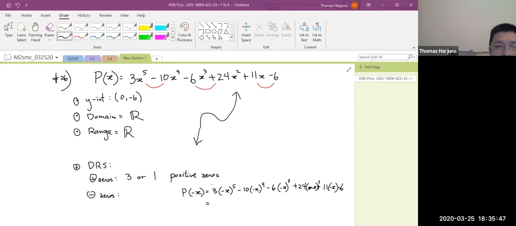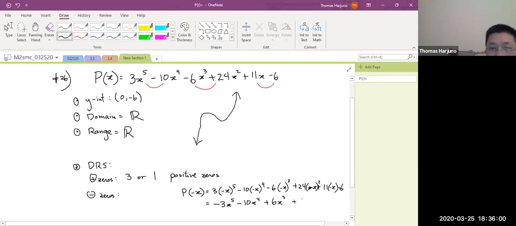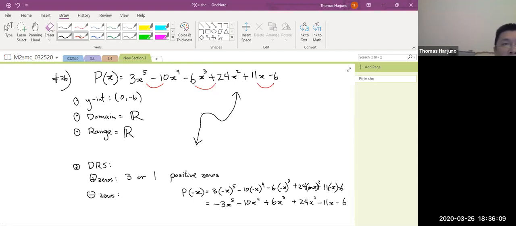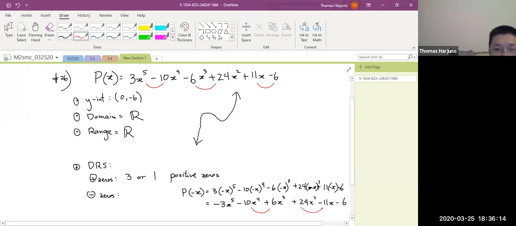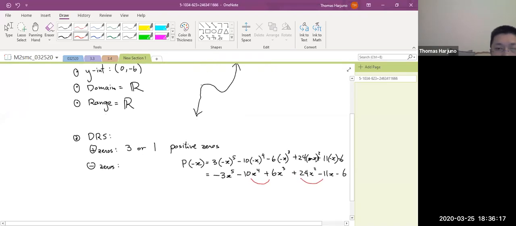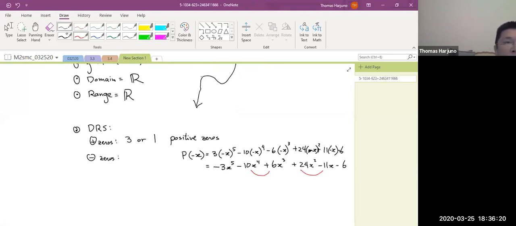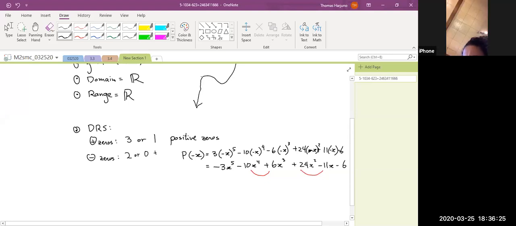Then this will be negative 3x to the 5th minus 10x to the 4th plus 6x cubed plus 24x squared minus 11x minus 6. So how many times does it change? One time here and one time here. Okay, so it will have either 2 or no negative zeros.